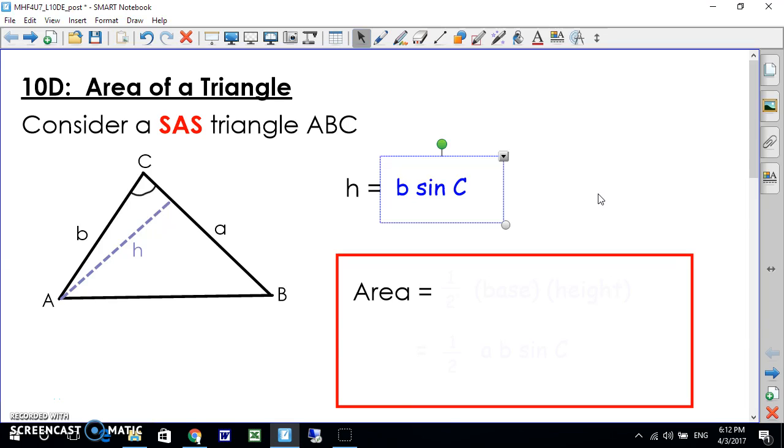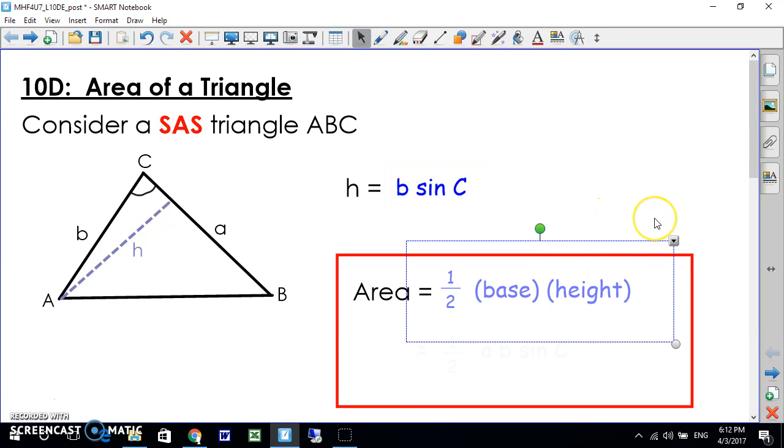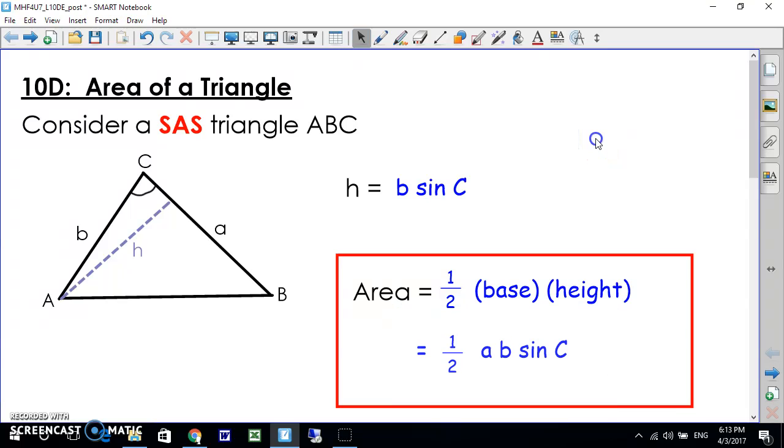And because the area of a triangle is half base times height, using substitution, you have half times the base, which is A, and the height of the triangle, which is B sine C. And this way, you can use this formula to find the area of an SAS triangle.